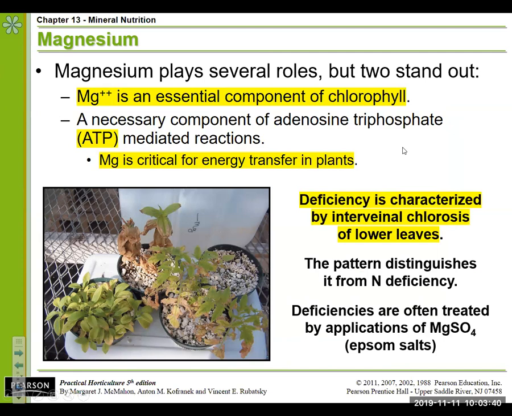Magnesium also has several roles, but one of the big ones is that it's an essential component of the chlorophyll itself. It's also critical for energy transfer in the plant. We also see it as an interveinal chlorosis of lower leaves. That in between the veins distinguishes it from nitrogen deficiency. Usually we're applying things like Epsom salts, magnesium sulfate, to correct that in soils that are deficient in magnesium.